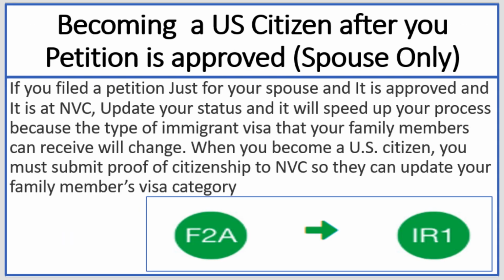Now, let's assume you become a US citizen after your petition is approved, so your case is at NVC. It's good if you filed the petition just for your spouse and it is approved and it is at NVC. Your status will speed up your process, because the type of immigrant visa that your family members can receive will change when you become a US citizen. But you must submit proof of citizenship to NVC so they can update your family members' visa category, so from F2A to IR1 or CR1.